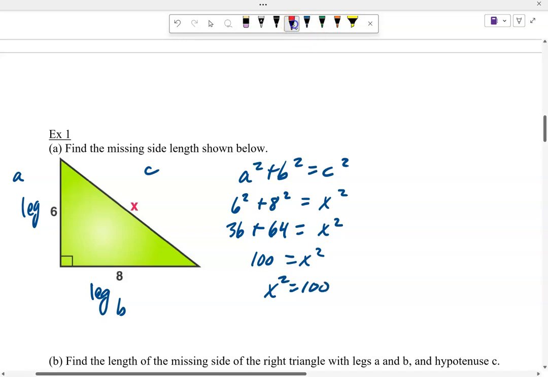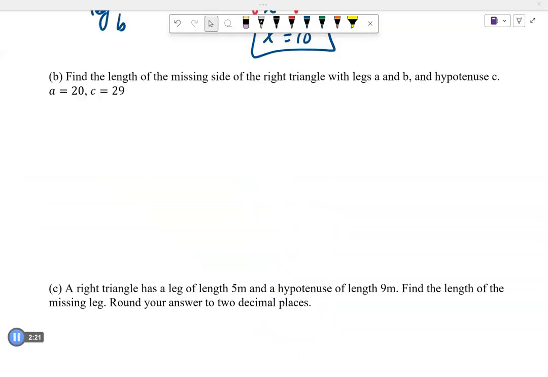And then we want to make sure we undo the square by square rooting. Now, technically speaking, I square root both sides, I should have plus or minus 10, but this is a side length. So we're going to name the hypotenuse a side length of just the positive 10 there.